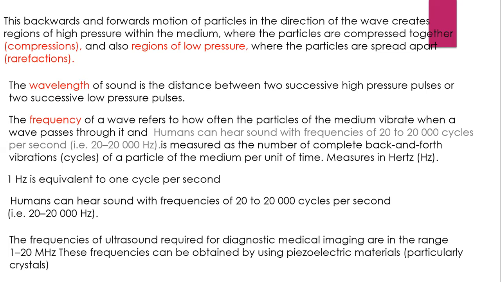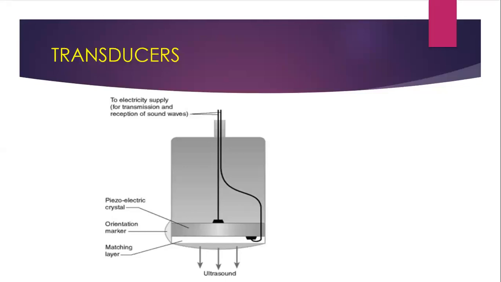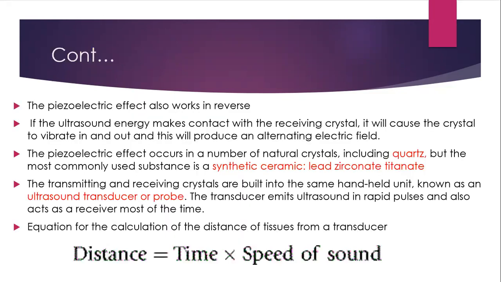These frequencies can be obtained by using piezoelectric materials, particularly the crystals which are in the transducer. This is an example of a transducer. You can see the electrical supply. You can see the piezoelectric crystals, which are made of rings. The orientation marker tells you where to point. You can see the ultrasound being emitted and then the matching layer.